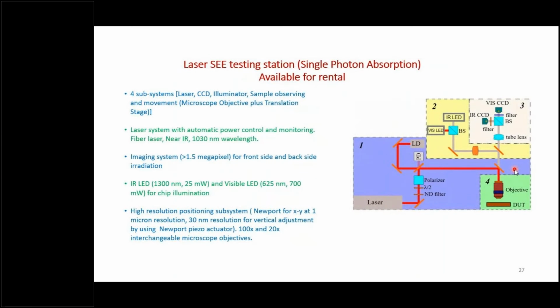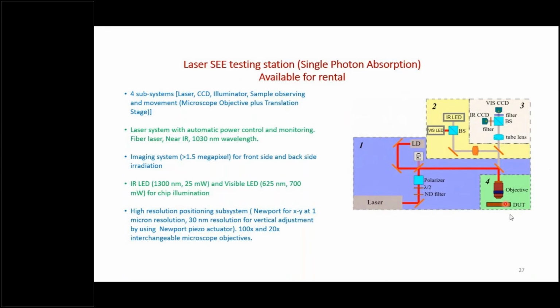And the system has basically four subsystems. The laser is a fiber laser at 1030 nanometer, and its energy is controlled by polarizers and ND filters and so on. You can see in this block. Then you have number two, the illumination system, which is an IR LED at 1300 nanometer and a visible LED at 625. Then you also have the camera module, which is a visible CCD and a SWIR camera. So this will look at the infrared lights and visible lights to see where the beam is on the circuit.